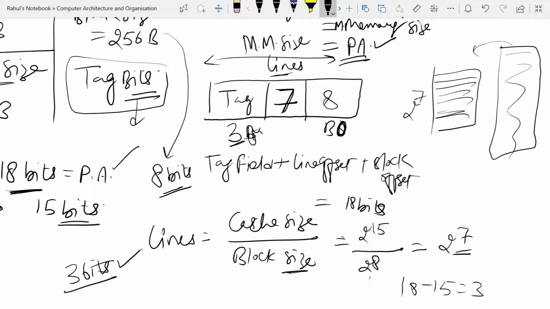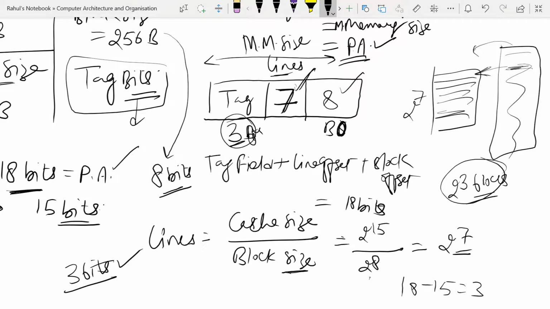and the line number is 2 to the power 7, so 7 bits are for the line number, and 8 bits will be for the block offset. So total 7 plus 3, 10, plus 8, 18 bits of the complete physical memory. What does this tag field denote? It denotes that 2 to the power 3 blocks of the main memory would be represented in a single line, isn't it? So the tag field is 3.